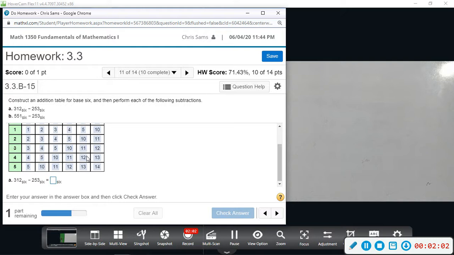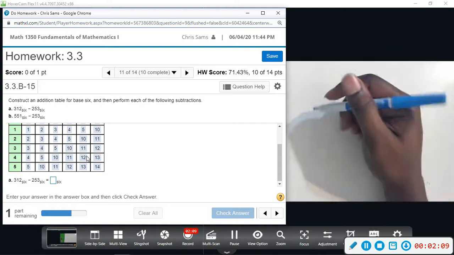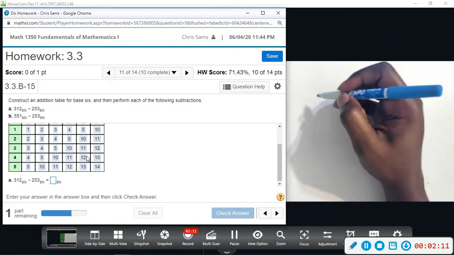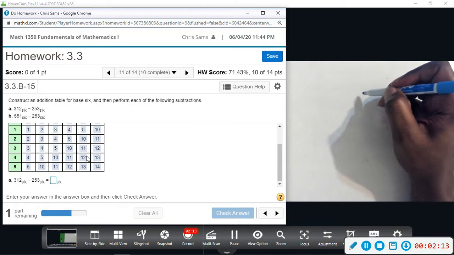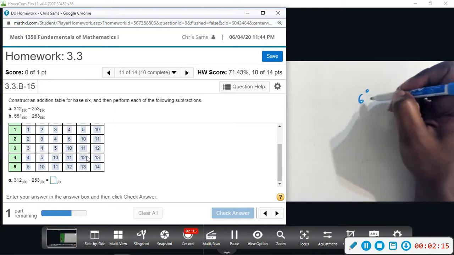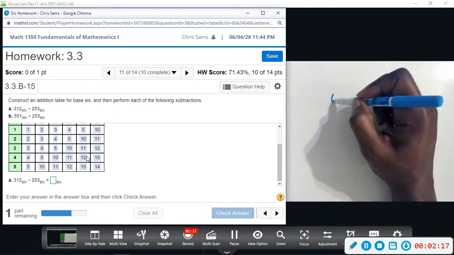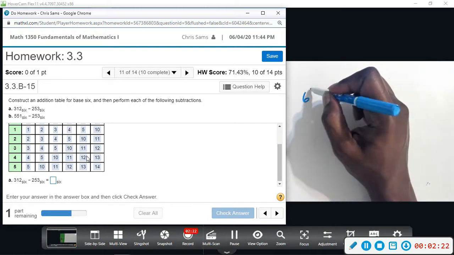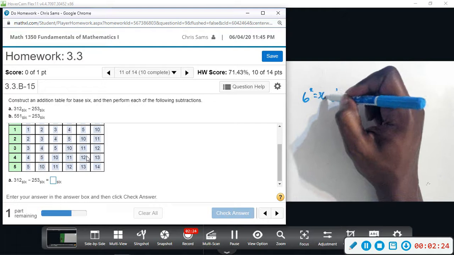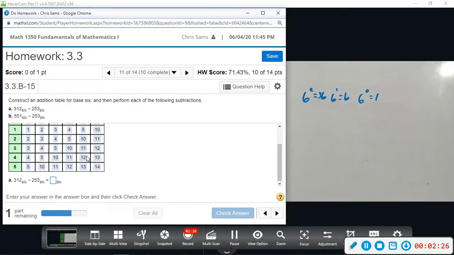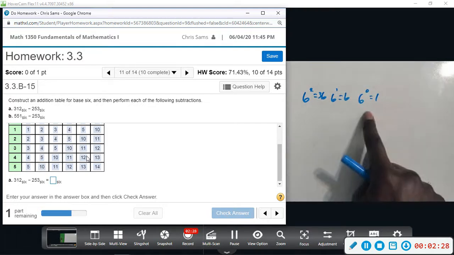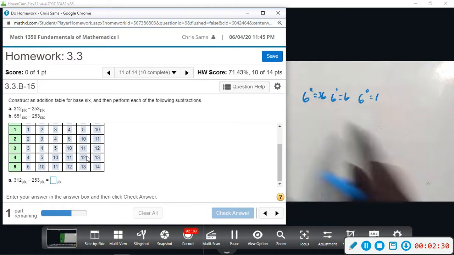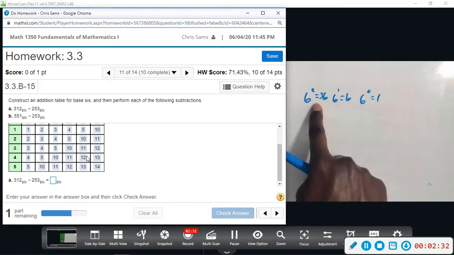Now the purpose of this table is to help you to subtract. So here is what we do. We have 3 digits, so we have a 6 to the 0 power, which is a 1. We have 6 to the first power, which is 6, and then we have 6 to the second power, which is 36. Okay, so that's our power. It's kind of like base 10: 10 to the 0, 10s, 1s, hundreds place. This is like our hundreds place.